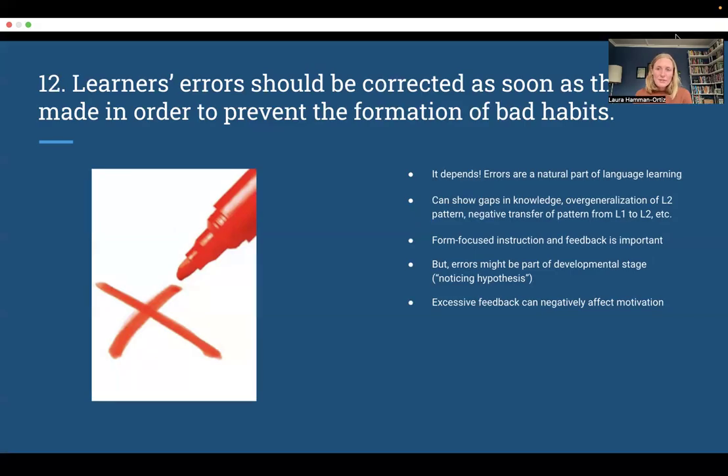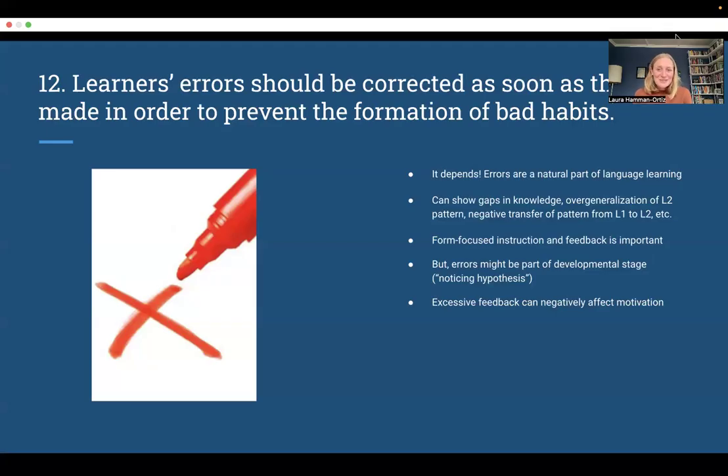So one common example for this is adding -ed to make a verb past tense, rather than using irregular forms of the verb in English. So saying something like "goed" instead of "went" is overgeneralizing a pattern that's used in English, or negative transfers of patterns from the first language to the second language. So all of those are examples of errors that are really evidence of the student beginning to make connections and beginning to learn. So it is important to have some form focus instruction and feedback on those errors.